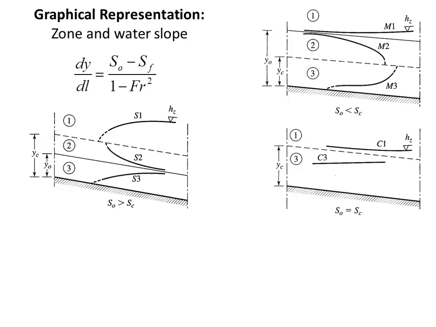A critical profile, prefixed with C, can only have a zone 1 and a zone 3. There's no zone 2. So why do you think that is? Look at the drawing that's just come on screen. You see that there's a C1 and a C3, but no C2. Josh, do you know why that is? Why there's no zone 2 on that drawing?